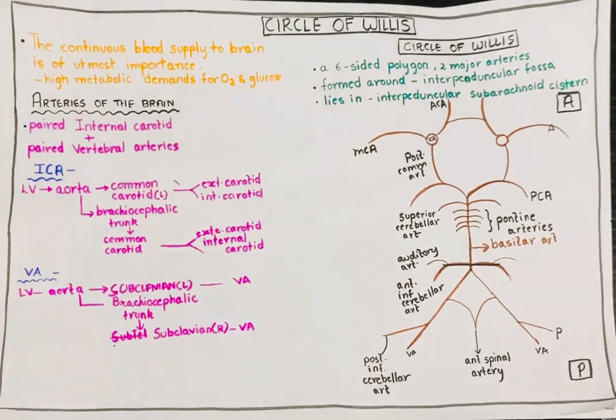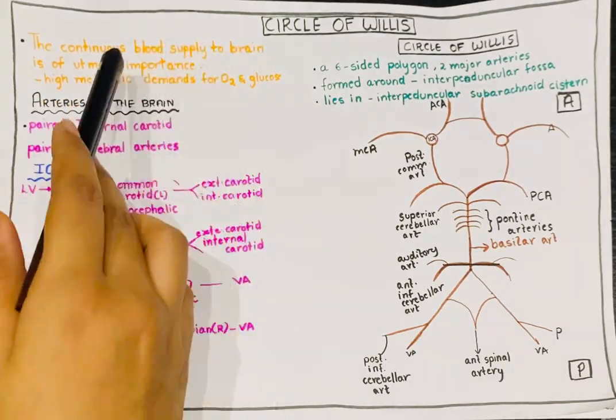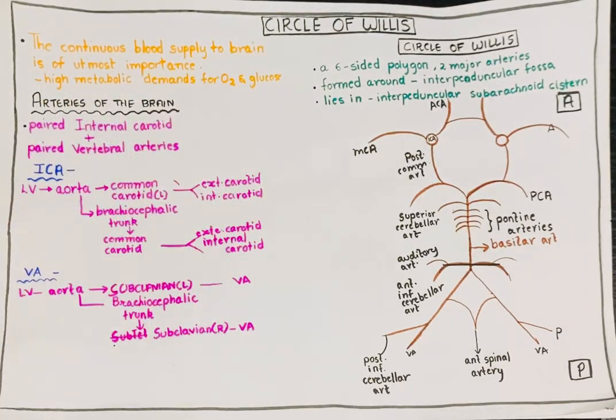In today's video, we are going to learn about a very important topic of neuroanatomy which is known as the Circle of Willis. Circle of Willis is basically going to form the blood supply of the brain, and the continuous blood supply to the brain is of utmost importance because the brain has high metabolic demands for oxygen and glucose.